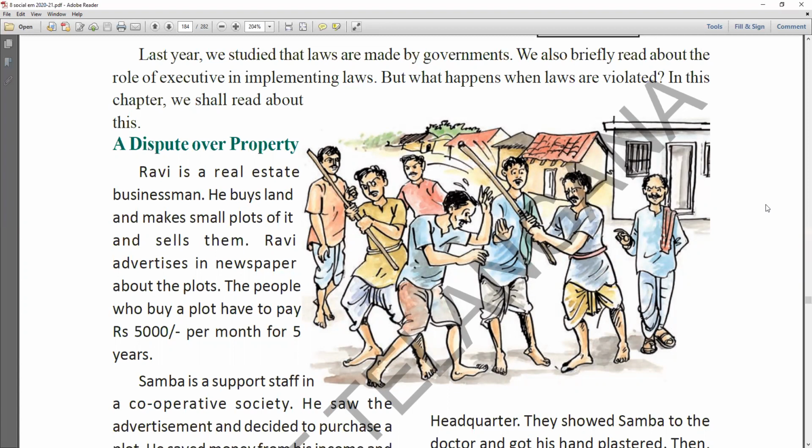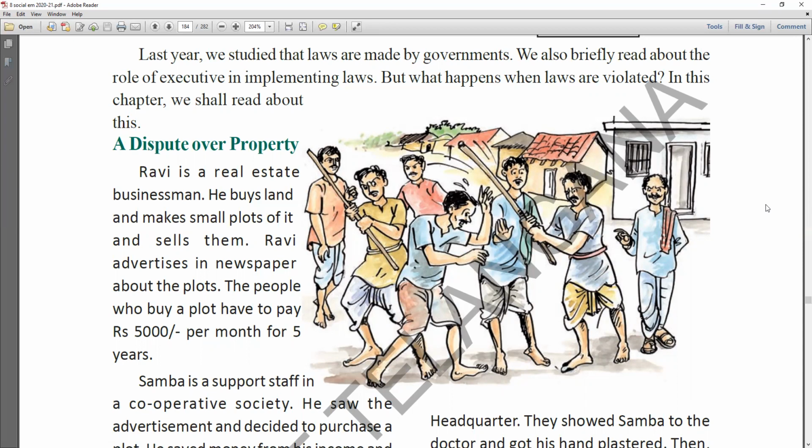You know well about real estate. Real estate means dealings related to lands or buildings, where sale deeds or purchase deeds are done between people through real estate agents. That business is called the real estate business. Ravi is such a businessman. He buys land and makes small plots of it and sells them.